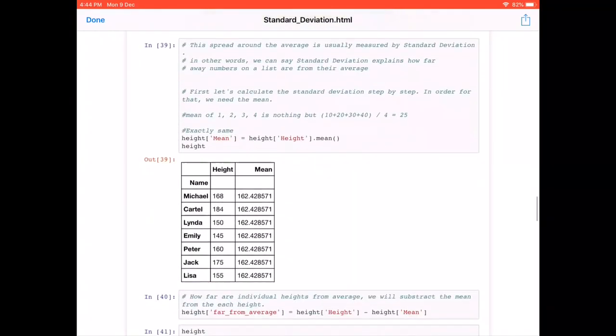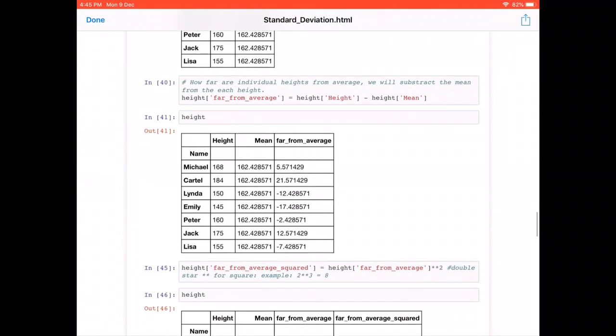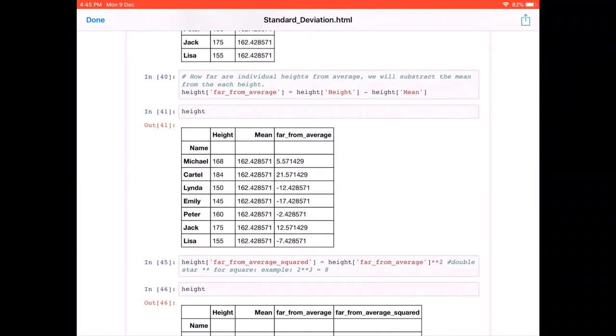But let's do it step by step. First of all, I have the height. If you see on the top, I have the height, and I have calculated the mean. The mean will be the same for all the people here. Now if I subtract this mean from each of the heights, I get how far each of these heights is from the average. Very simple standard mathematics. You can see Michael is about 5.5 centimeters shorter than the average height. Cartel is 21 centimeters taller. Linda is again shorter, and so on.